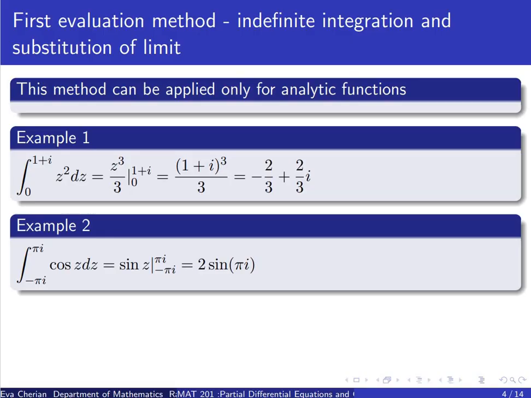Similarly, integral of cos z is sin z. So integral minus pi i to plus pi i cos z dz is just sin z with the lower limit minus pi i and upper limit pi i. That's 2 times sine of pi i.